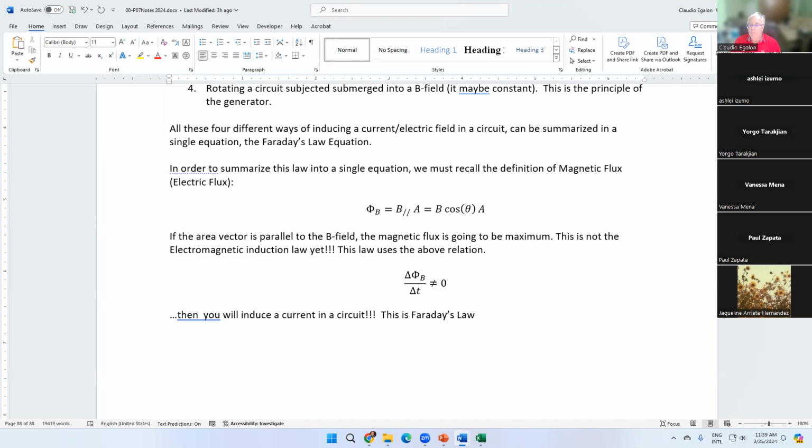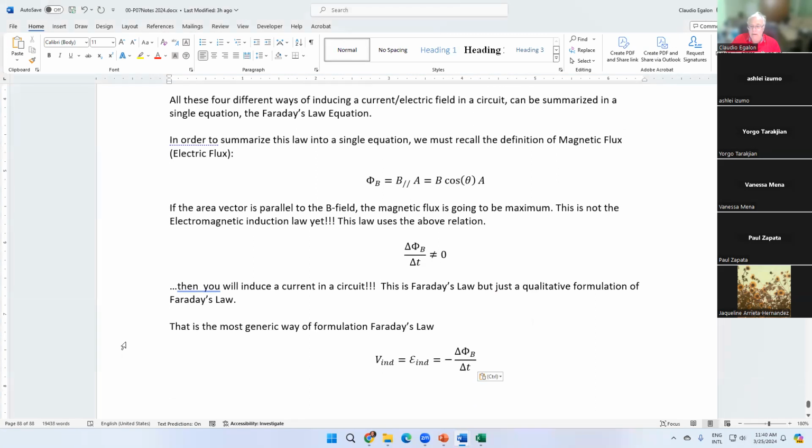Let's keep on working on that. This is just a qualitative formulation of Faraday's law. How else can we write it? A more generic and more precise formulation of Faraday's law is this one right in here. The induced voltage in the circuit, the induced electromotive force in the circuit, is equal to the change in the magnetic flux with a negative sign.